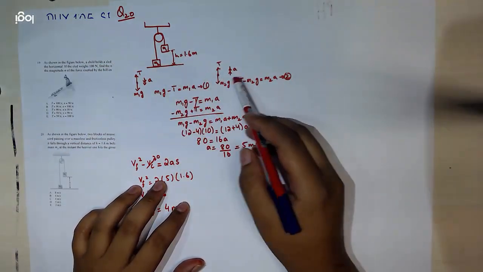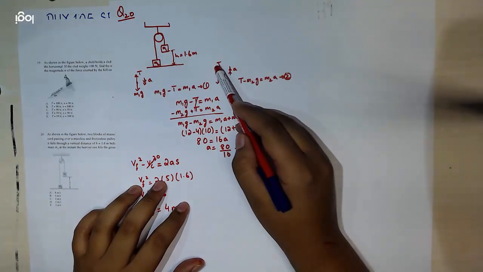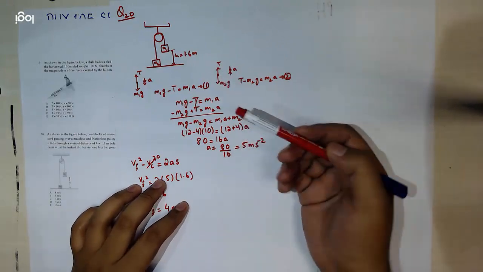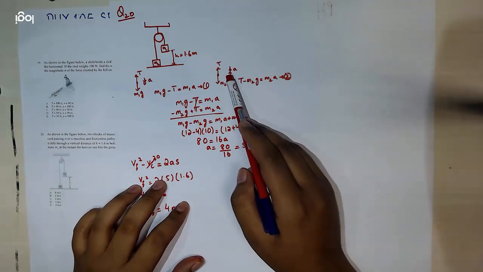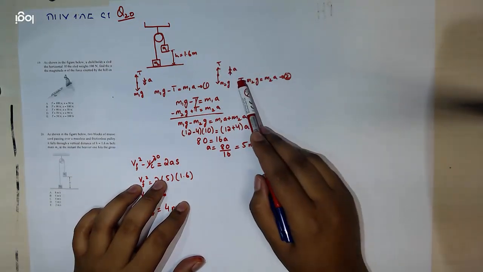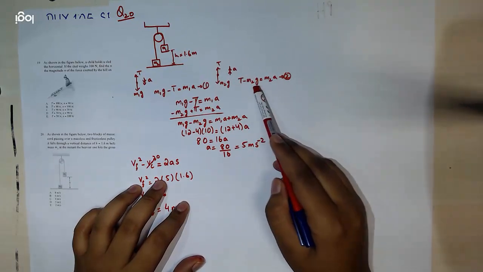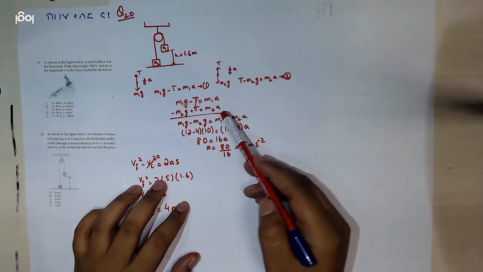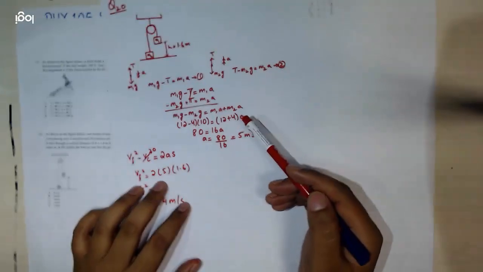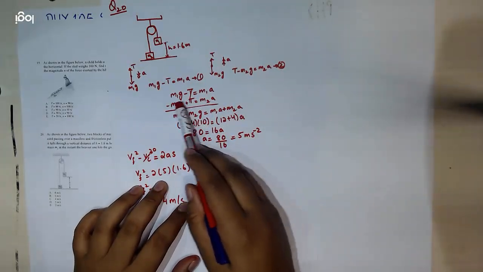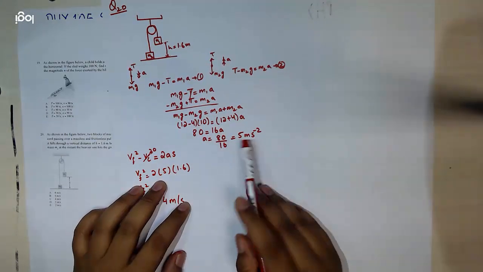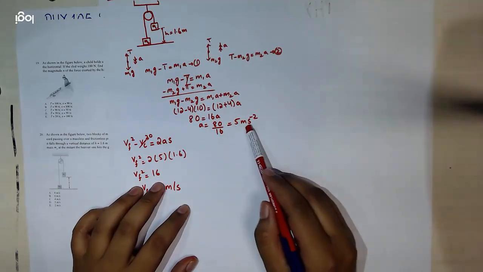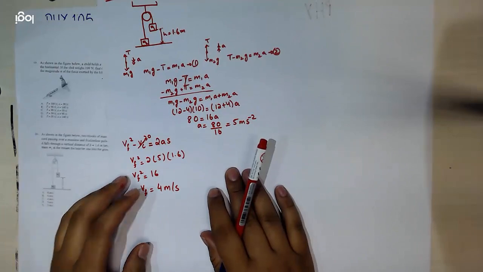And for mass 2, tension will be in the upward direction and weight as always in the downward direction, and it will accelerate upwards. So T minus m2g is equal to m2a. We have these two equations. We will solve them simultaneously to calculate acceleration. So we just do the maths here, and our acceleration will be 5 meters per second squared.